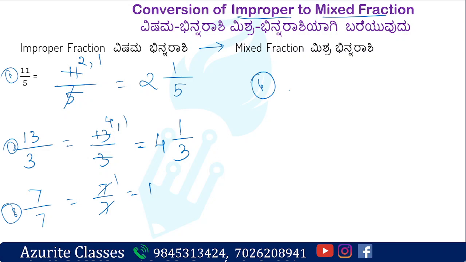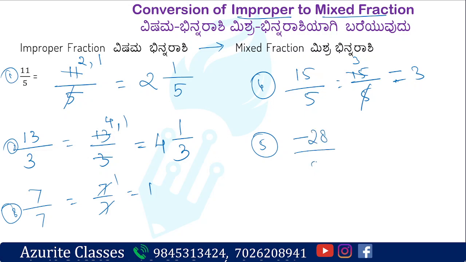So the fourth example, let me take 15 by 5. 15 by 5 means 5, how many is 15? 5 threes are 15. So here the answer will be 3. So 3 is the integer, right? Let me take an example in minus. Here minus 28 by 2. Divide minus 28 by 2: 2 ones are 2, 2 fours are 8. That is minus 14 will be the answer, right?